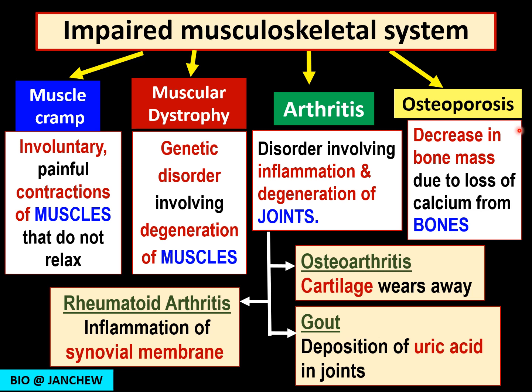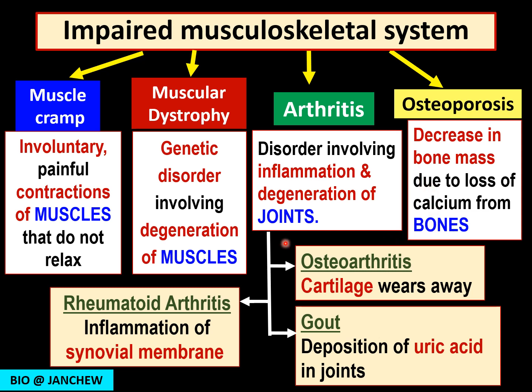So other than muscle cramp, muscular dystrophy and arthritis, there's one more disease called osteoporosis. This is called the silent disease because there are no symptoms for it until a person gets a fall or breaks a bone. So osteoporosis is the decrease in bone mass due to the loss of calcium from bones.